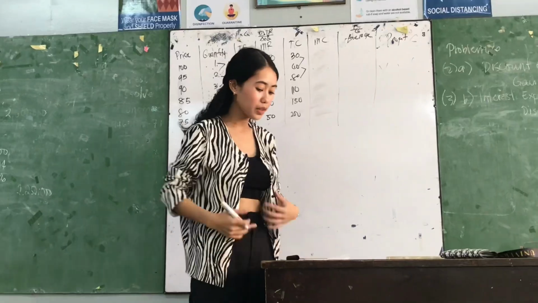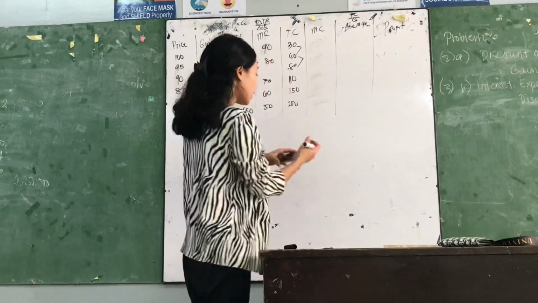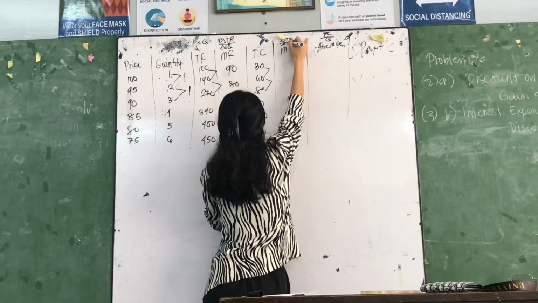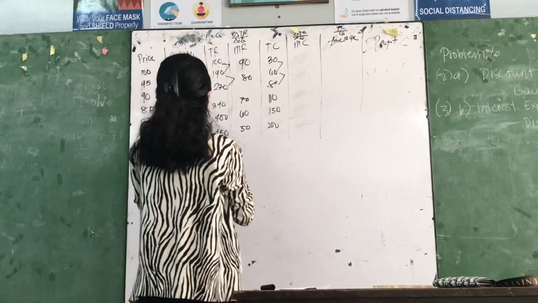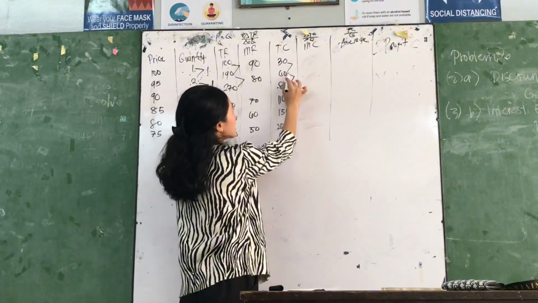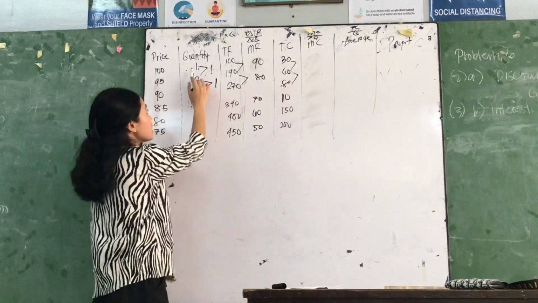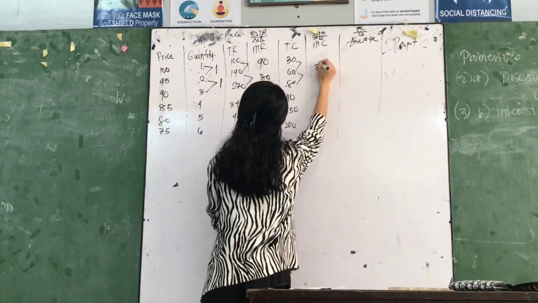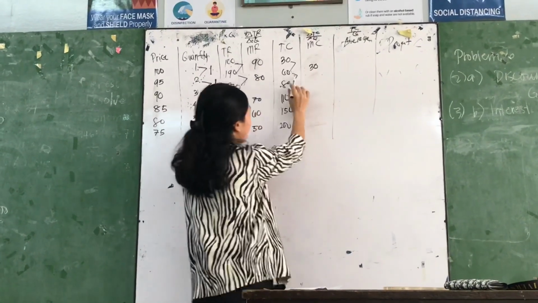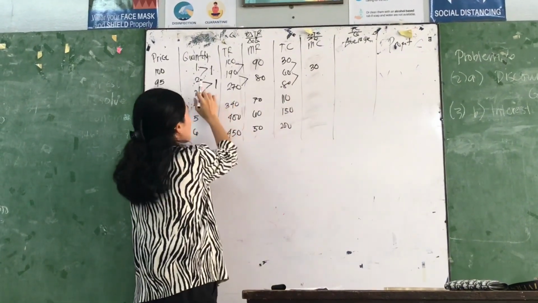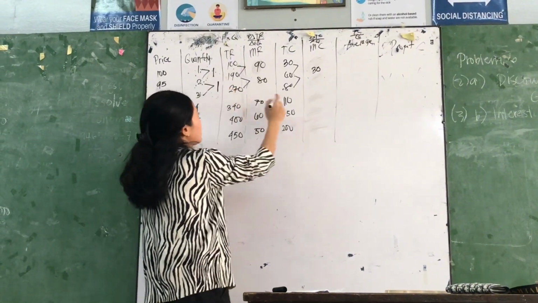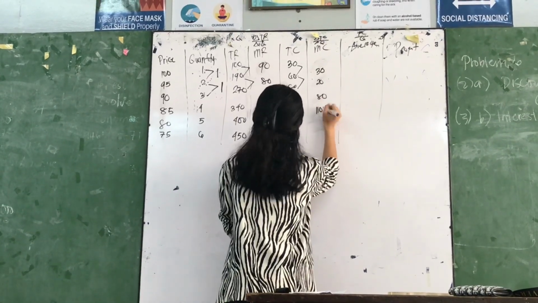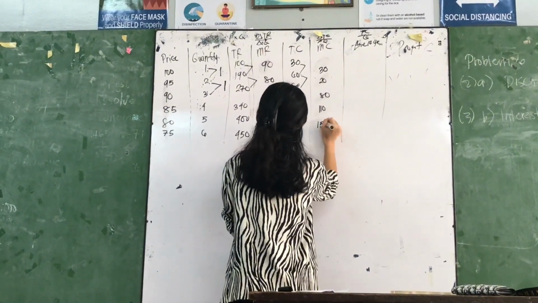So let's proceed to marginal cost. So how to get the marginal cost? So the formula of marginal cost is change in total cost divided by change in quantity. So 60 minus 30 is equals to 30. Then from quantity 1 to 2 is the change of 1. So 30 divided by 1 is equals to 30. And 80 minus 60, then from 2 to 3 the change is 1, that's also 20. 20 and so on, 80, 110, and 150.